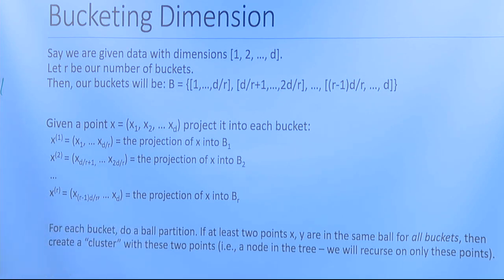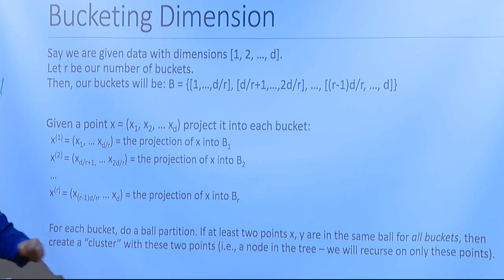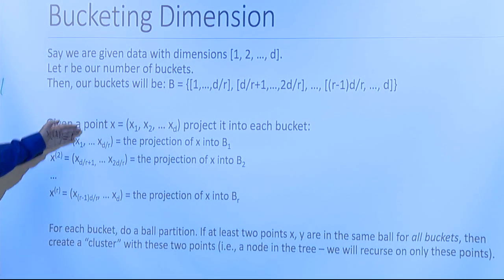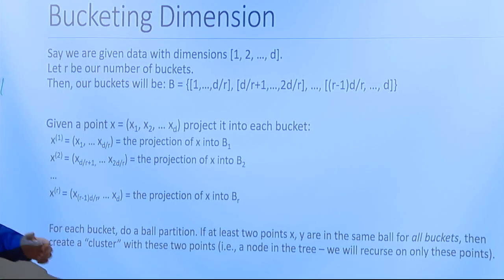How do we recurse? Consider any 2 points. Note that we consider all points, and for each subset of dimensions, we embed them and do this kind of ball partitioning. Now the question is how you recurse. This is how we form the partition: 2 points will be in the same set of the partition if and only if they are in the same ball in all of these projections. Those points will be in the same bucket, and for them, we repeat this process.